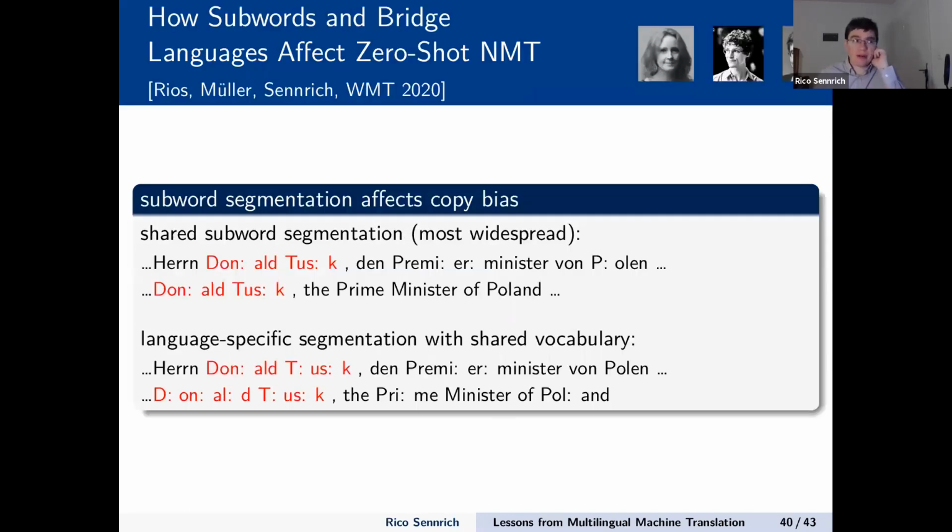So in some other work, parallel work to this by Annette Rios and Matthias Müller, we looked at these problems and how we can reduce the amount of copying, for example, by just changing the subword segmentation. Instead of sharing it between the source and the target, we learn this independently, and you can see here for names that you can now end up with different segmentation. Here, Donald, you can see different segmentation, so you won't just be able to learn to copy this over. And this helps reduce this copying bias of the model.